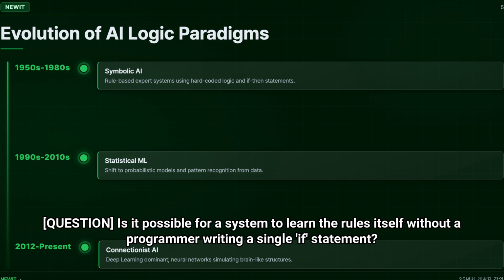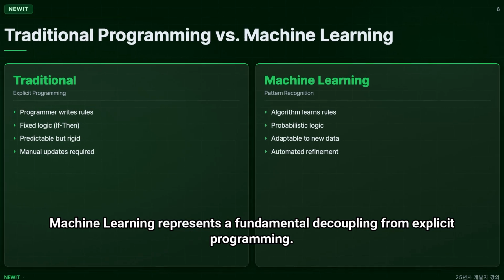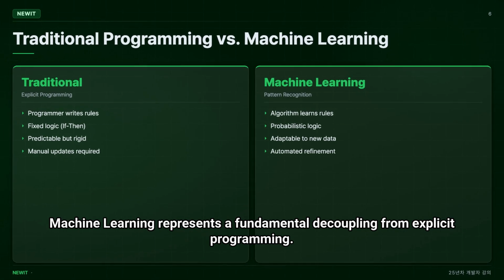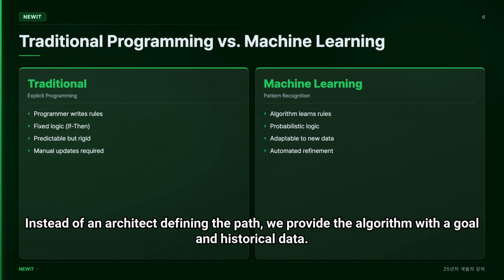Question: is it possible for a system to learn the rules itself without a programmer writing a single if statement? Machine learning represents a fundamental decoupling from explicit programming. Instead of an architect defining the path, we provide the algorithm with a goal and historical data.